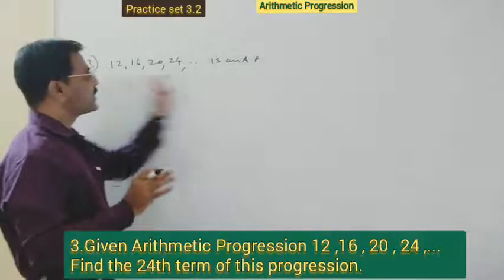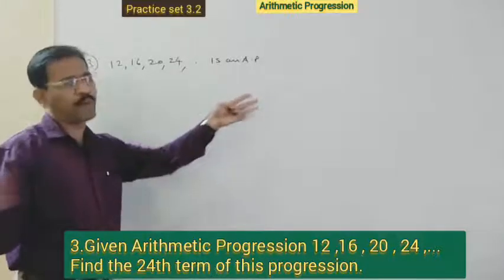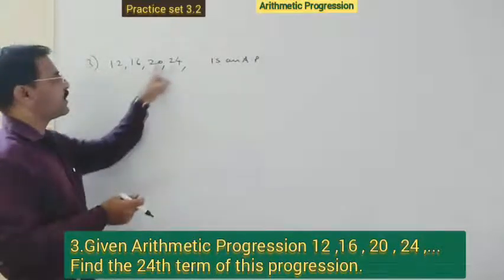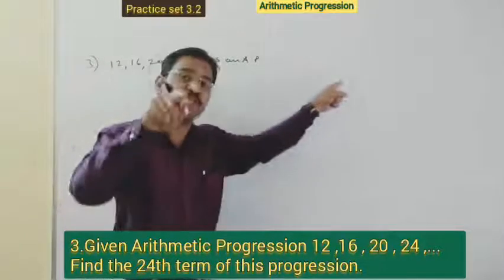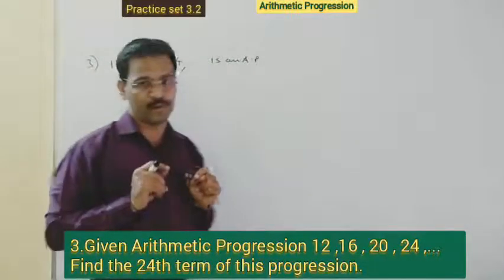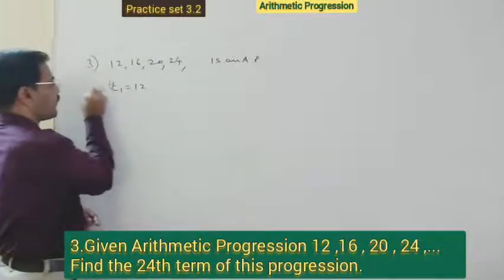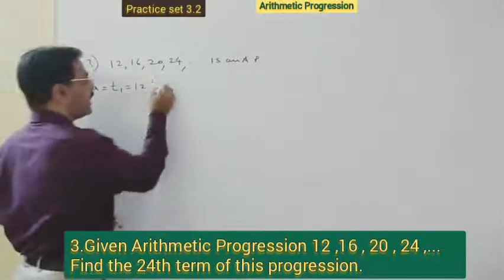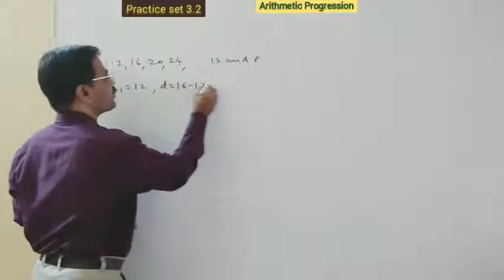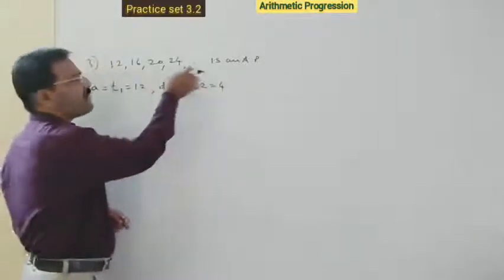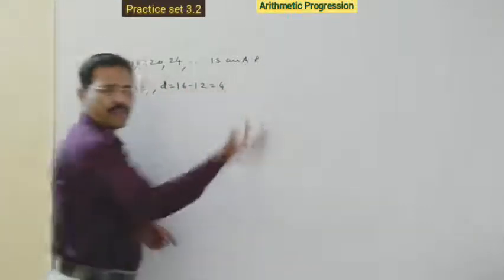Okay, first of all it is given. So the 24th term we have to find. See, this is the first term, second, third, fourth. So somewhere the 24th term. That term we are going to find. Look here. So T1 is equal to 12, which we can say as A. D is 16 minus 12, which is 4. No need to find everywhere because it is already an AP. So it is given.